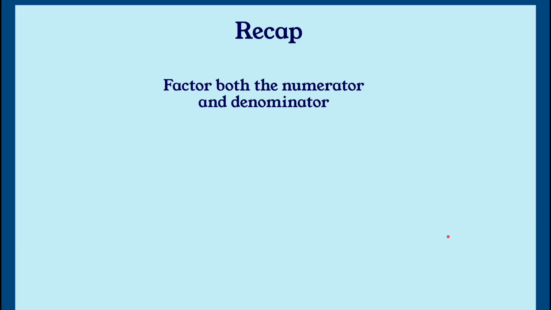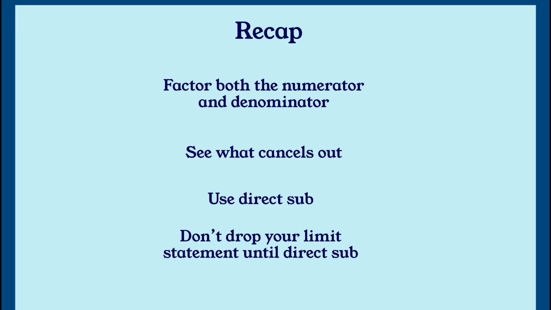So now let's recap what we've learned. So when using factoring to evaluate limits, make sure to factor both the numerator and the denominator. Next, see what cancels out. Then you can use direct substitution to evaluate the limit. Remember, don't drop your limit statement until you are able to use direct substitution.